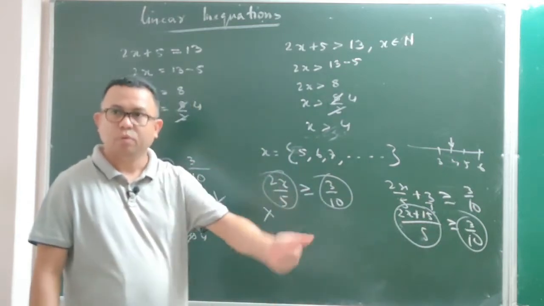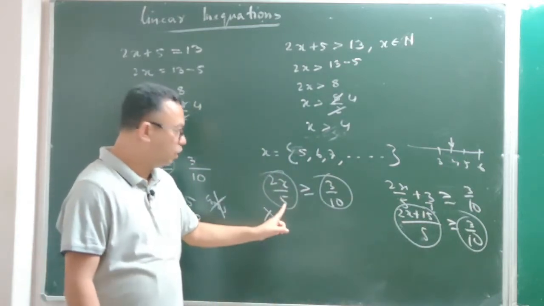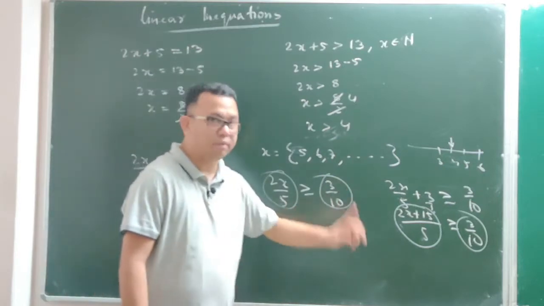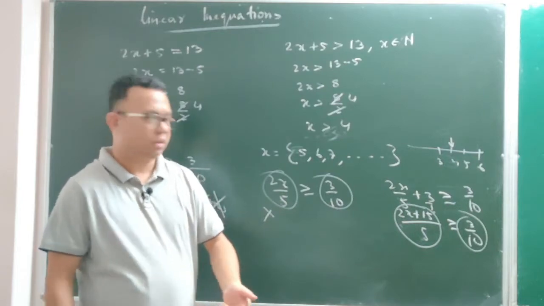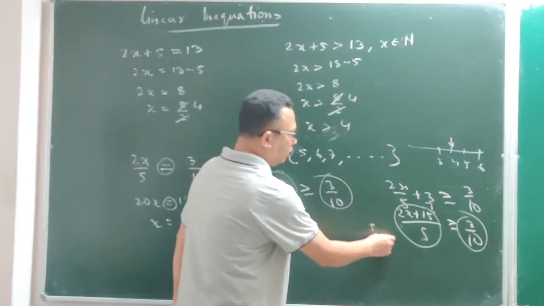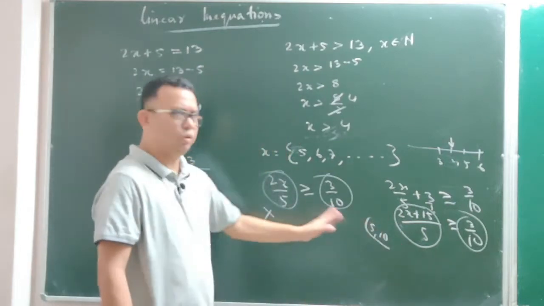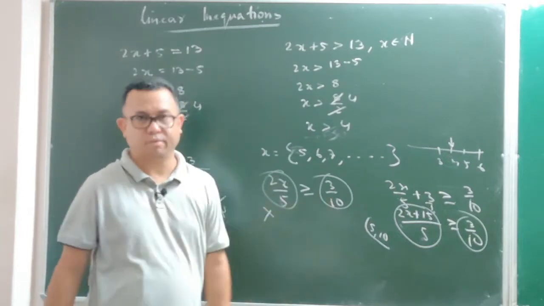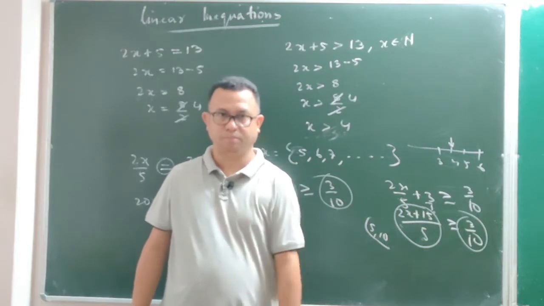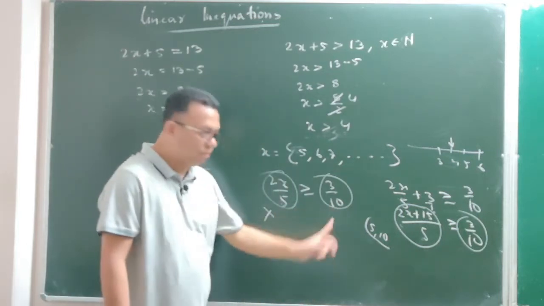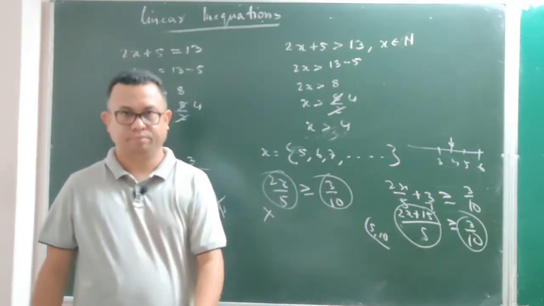Step 2, now see the denominator. Here you have 5, there you have 10. Denominators 5 and 10, find the LCM. If you don't know, you can find the LCM this way, or now you are in class 10, you know the LCM of 5 and 10. Or if very difficult numbers are coming, then do it this way. Find the LCM, and you know the LCM of 5 and 10 is 10.